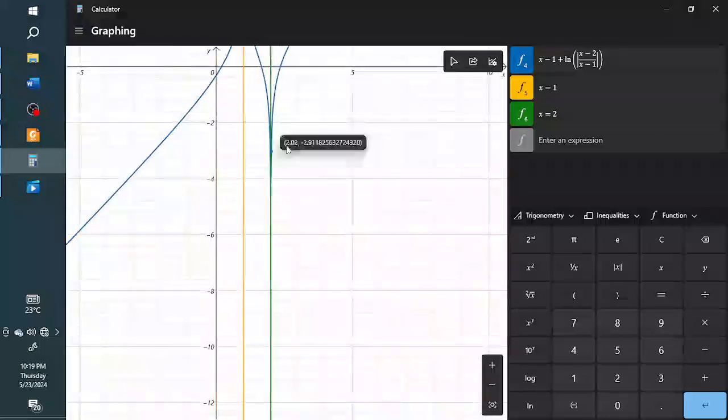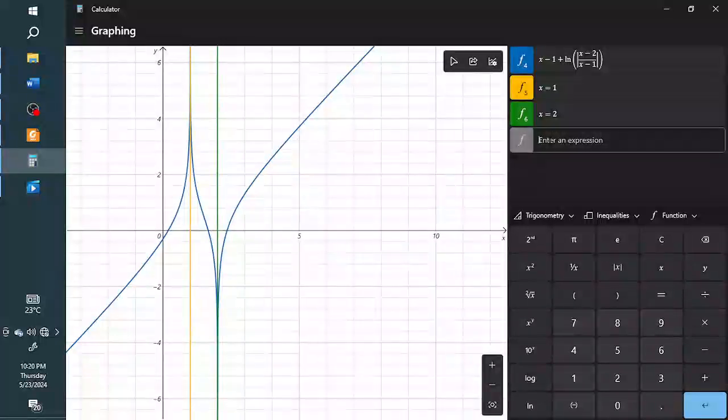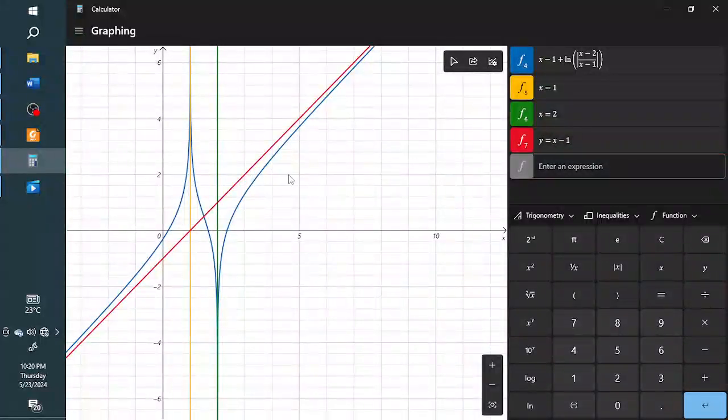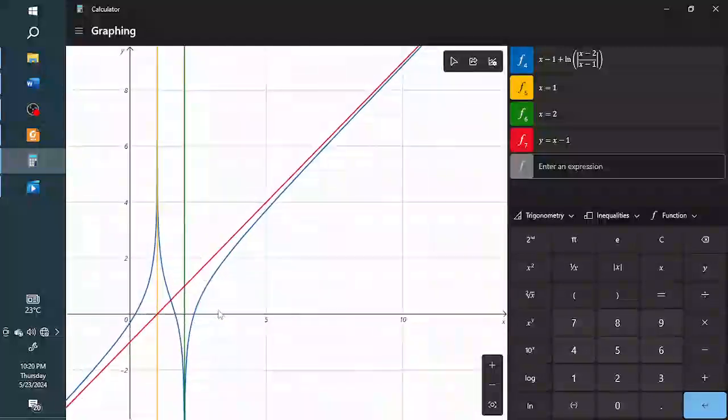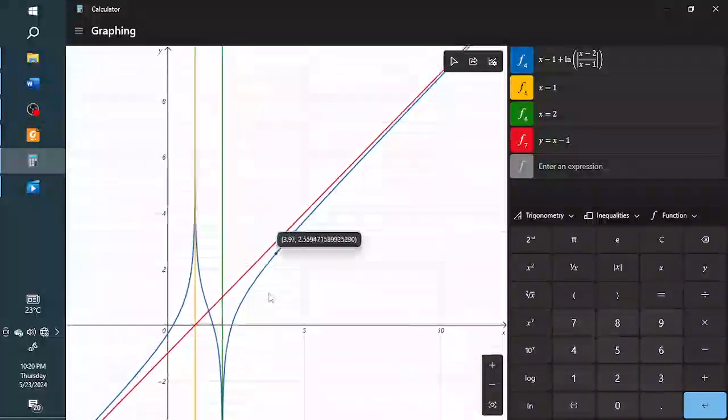Alright, so now let's draw the oblique asymptote that we had. y equal to x minus 1. Voila, that is the oblique asymptote. So our answers are correct.